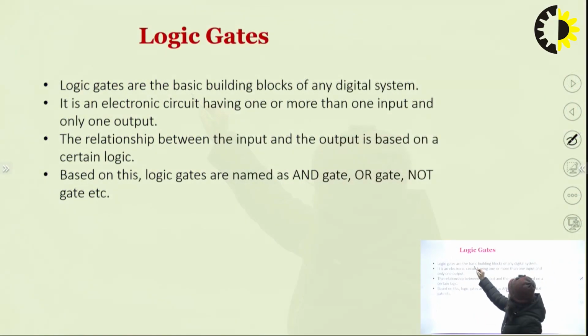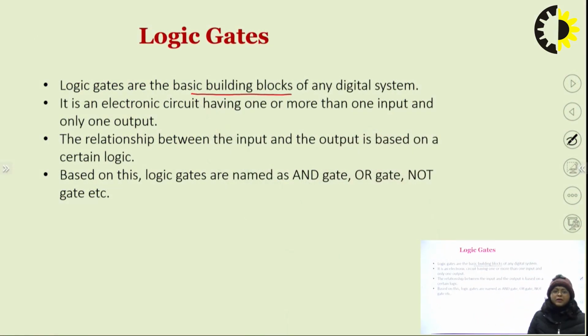What are logic gates? Logic gates are the basic building block of any digital system. In today's world, all the electronic equipment is based on digital logic, that is 0 or 1, because it is easier to design any circuit based on on-off realization. So, the smallest or basic unit of any digital system is the logic gate, and it expresses the relationship between input and output for a certain logic.